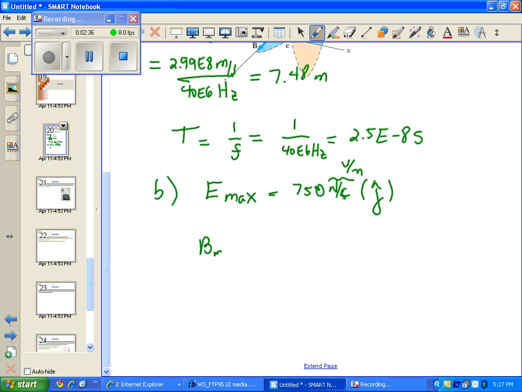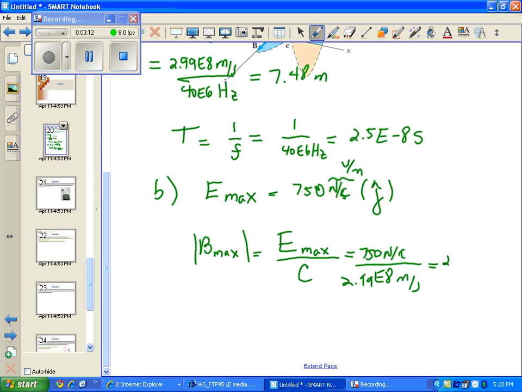Well, first let's get the magnitude of this magnetic field using the relationship that electric and magnetic field have for each other. In other words, the electric field equals the speed of light times the magnetic field. To get the magnetic field, we simply divide the electric field by the speed of light, 750 newtons per coulomb, divided by 2.99 e to the 8 meters per second, gives us a magnetic field of 2.51 e to the minus 6 Tesla. And of course, that's the magnitude.